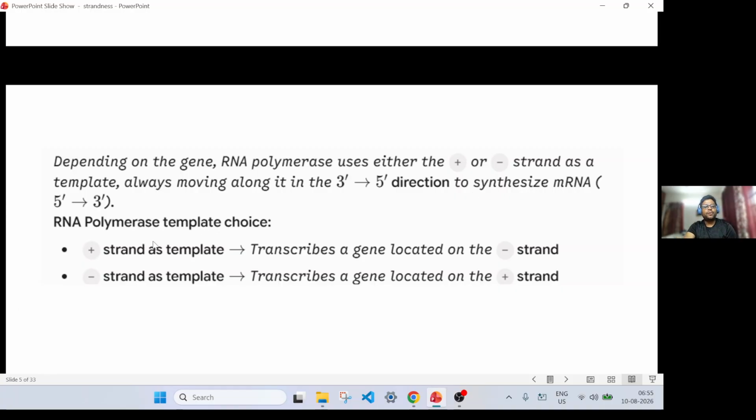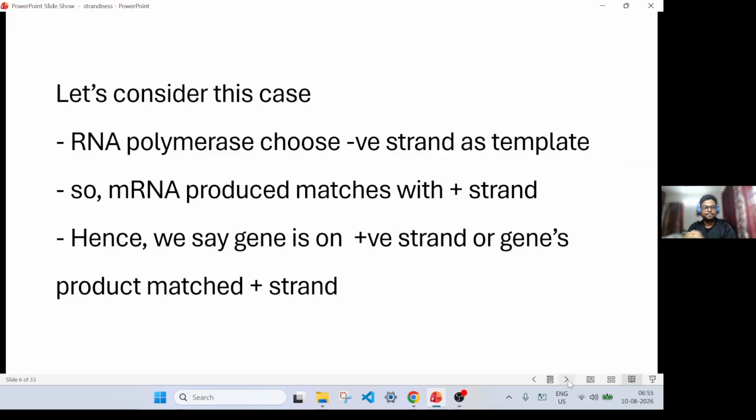So that means if RNA polymerase chooses the plus strand as a template, then whatever mRNA we get will match with the minus strand, because it is complementary. And if it chooses the minus strand as a template, then we will get the plus strand mRNA. So we say that the gene is on the plus strand. We'll try to clear this concept.